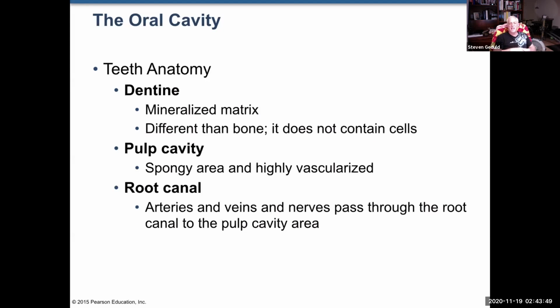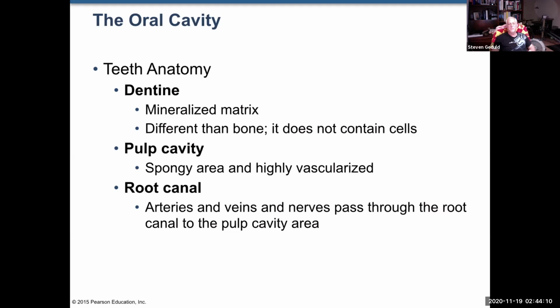Okay. So you have the enamel on the outside, which is very inorganic matrix. It's very hard, very dense, denser than bone. The dentin is inside the enamel. It's a mineralized matrix. It's different than bone. It does not contain any cells. So it's a lot denser than bone, but it's not as dense as enamel.